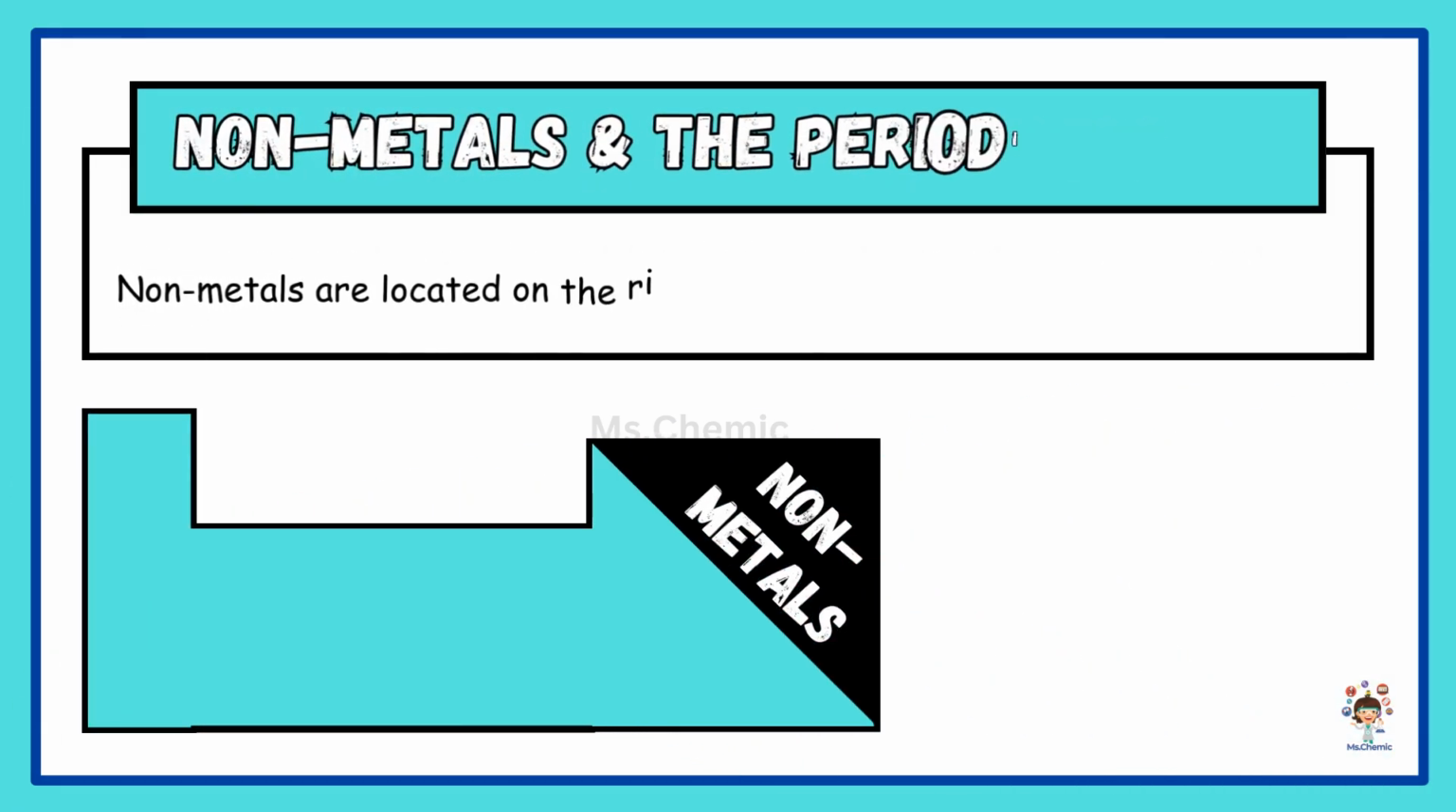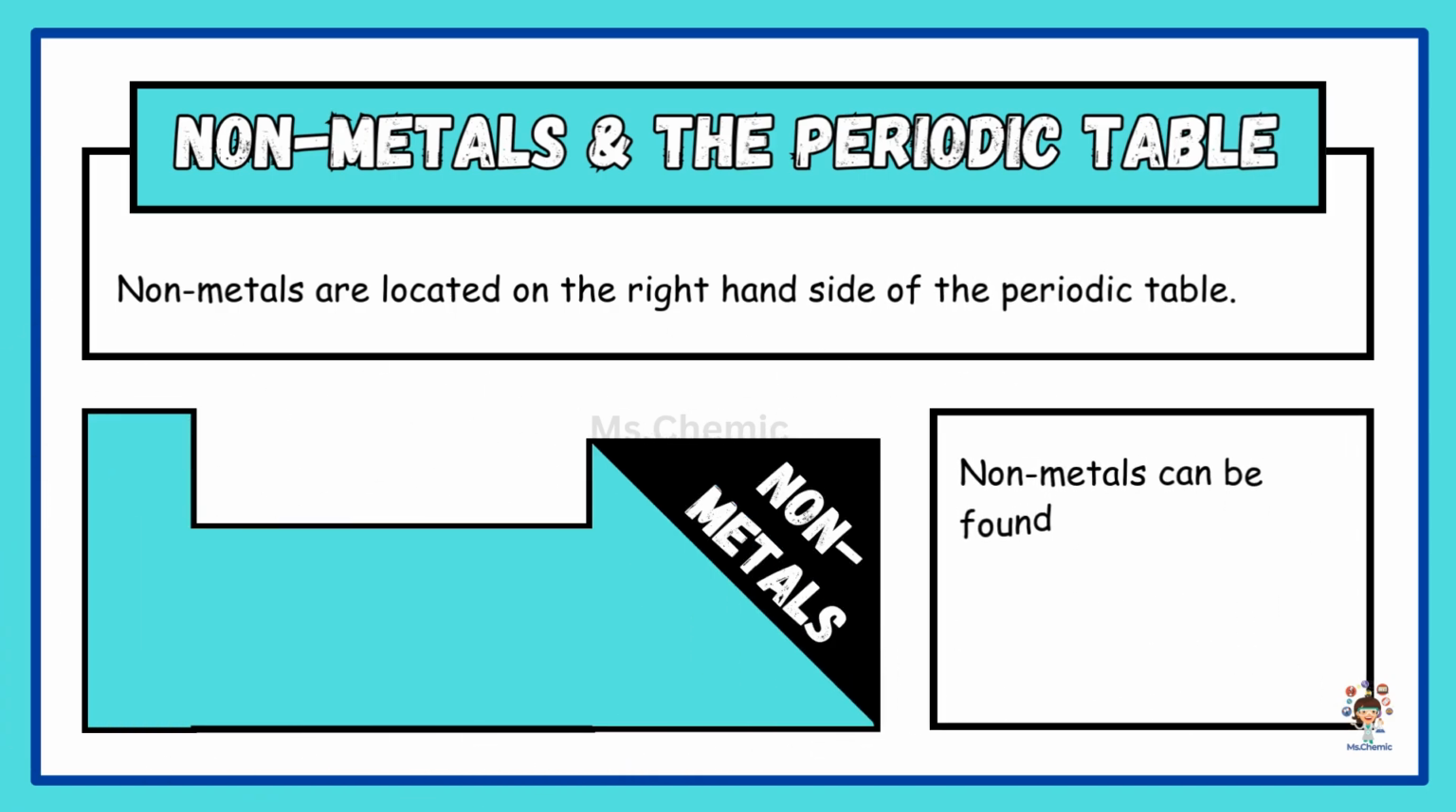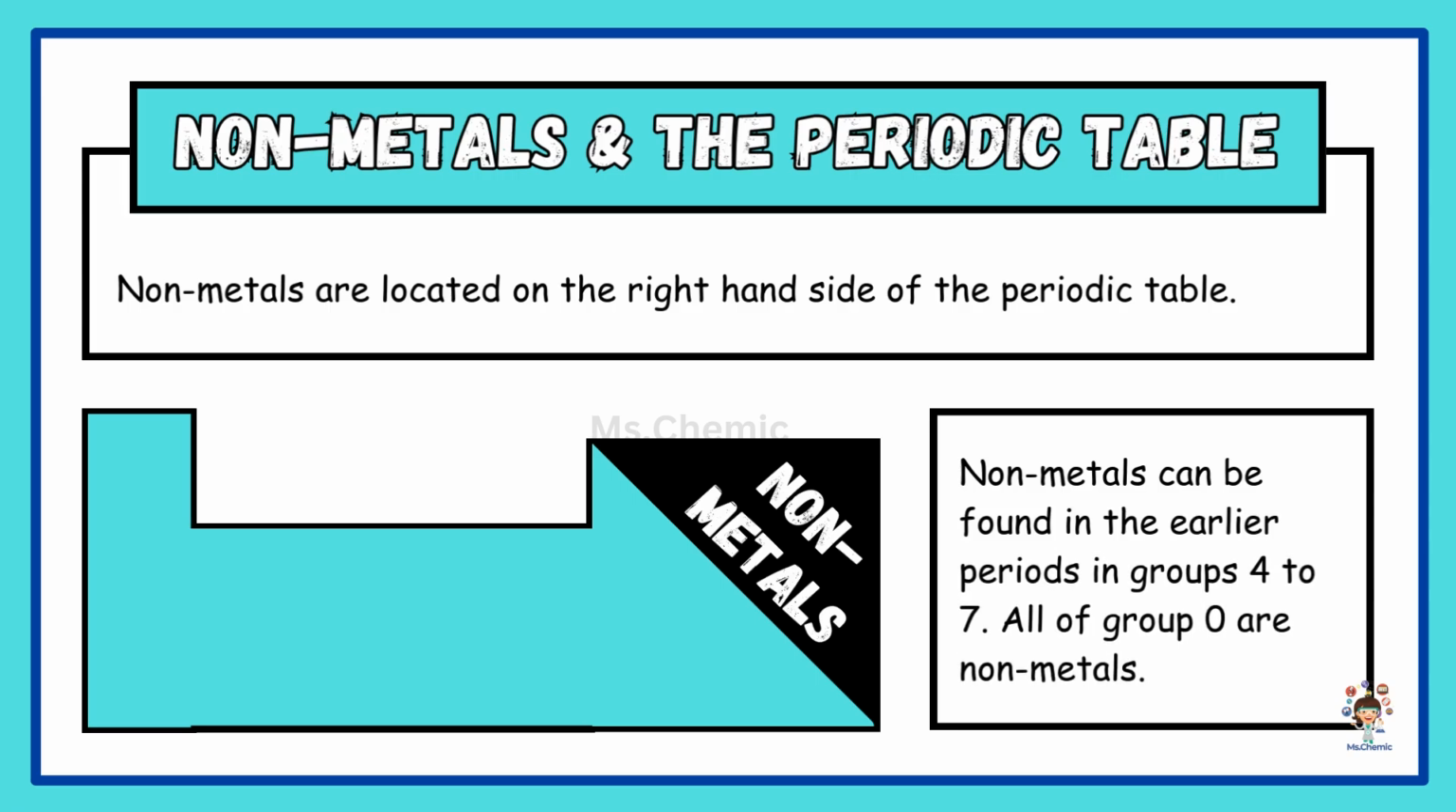Nonmetals are located on the right-hand side of the periodic table. Nonmetals can be found in the earlier periods in groups 4 to 7. All of group 0 are nonmetals.